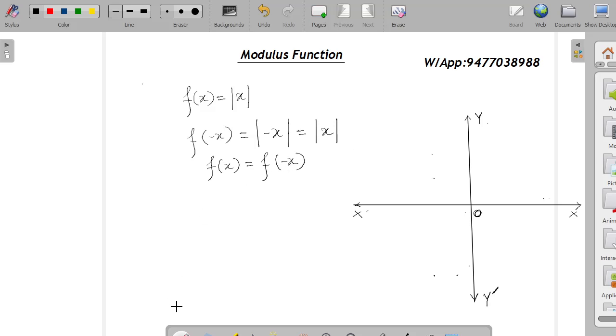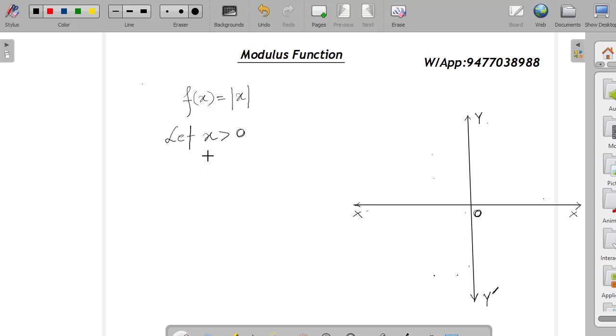Okay, and one of the best practices in drawing an even function is that we should first draw the graph for the positive values of x. So let x be greater than 0. First we shall draw the graph of this part, and then we shall take the mirror image of that part of the graph about the y-axis to complete the graph.